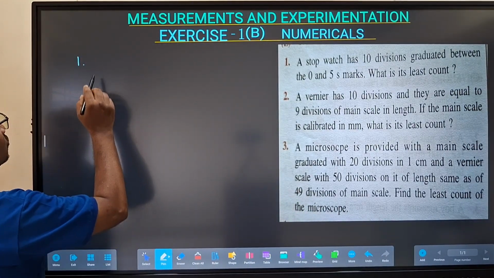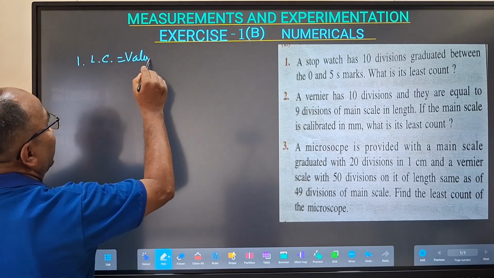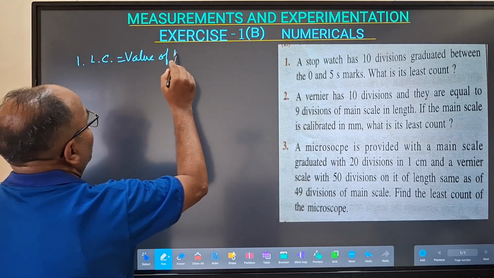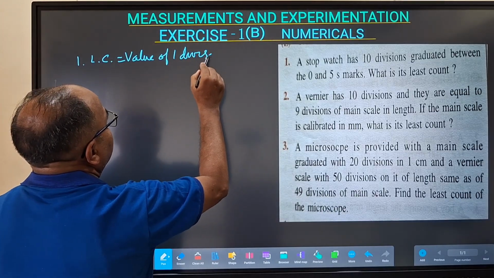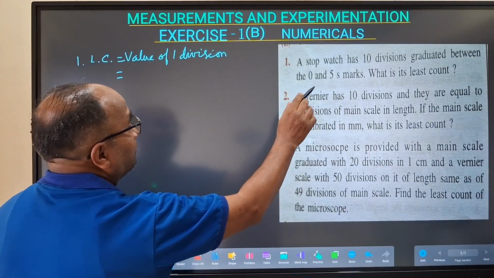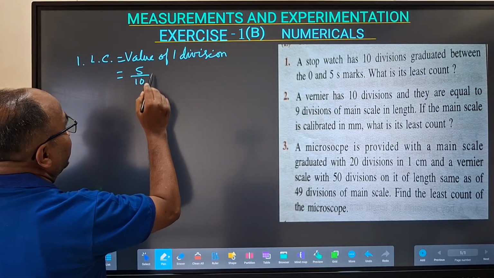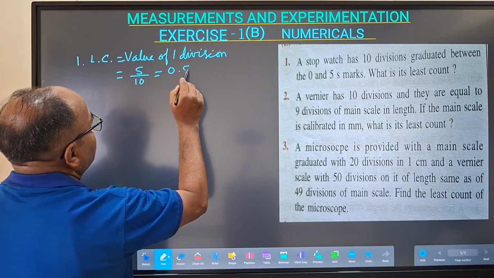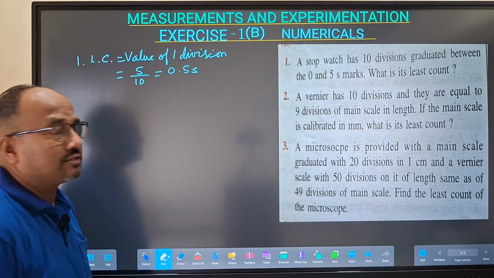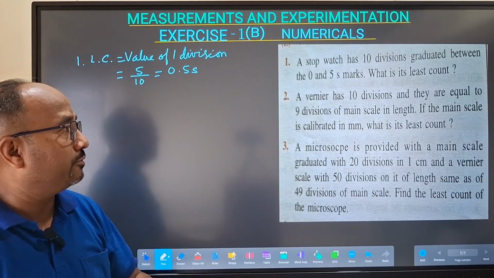Number 1. We will write here: least count equals value of 1 division. We see that there are 10 divisions showing 5 seconds, so 5 divided by 10. It comes to 0.5 second, which is the least count. Thereby we finish the first numerical.